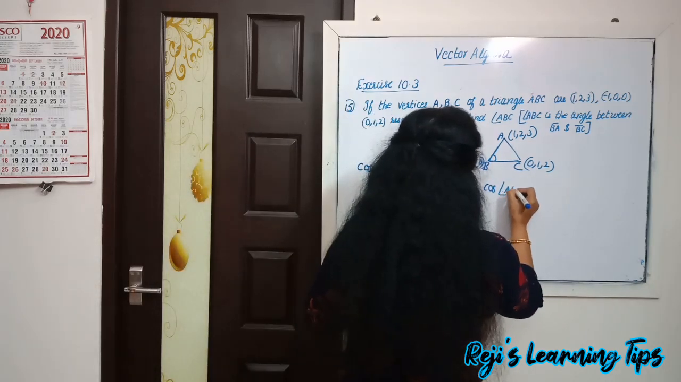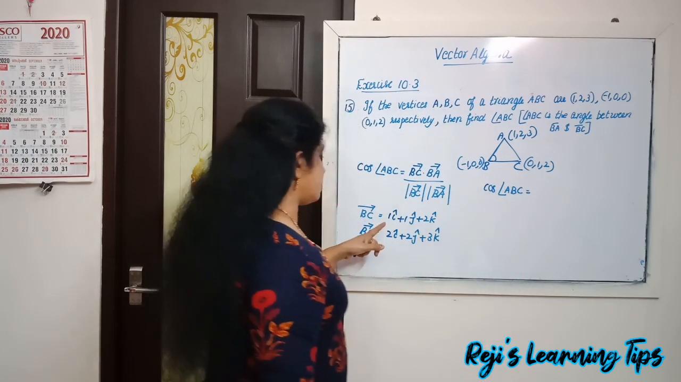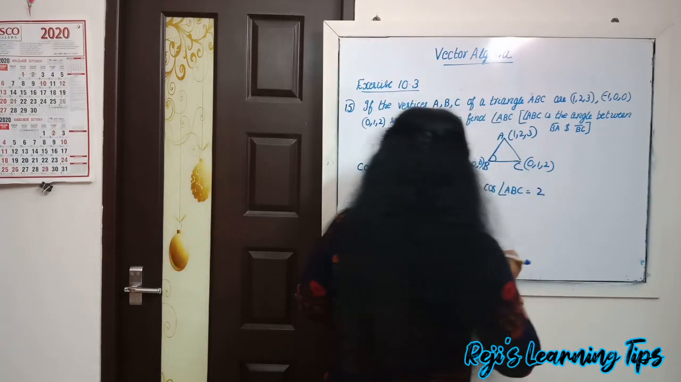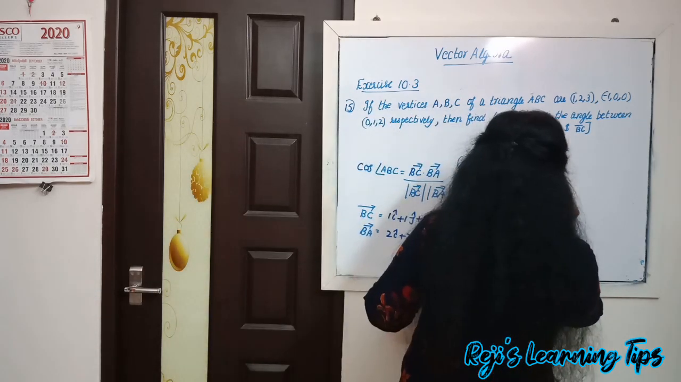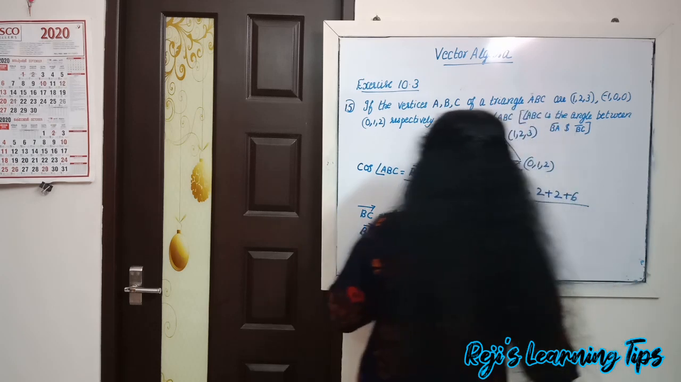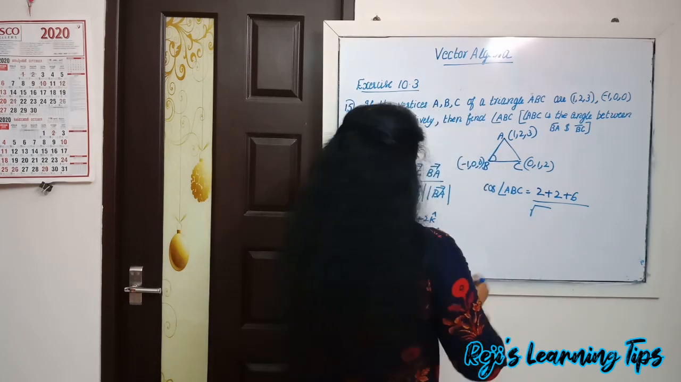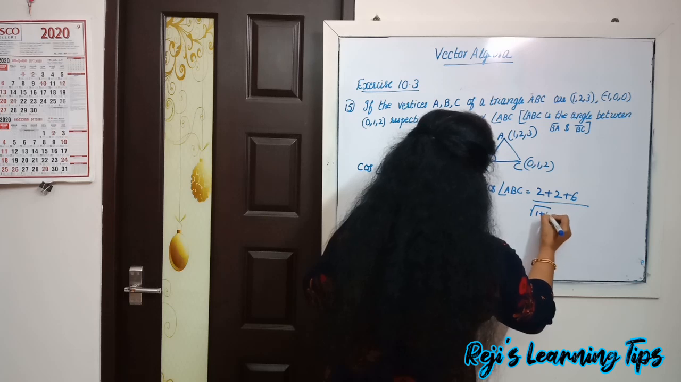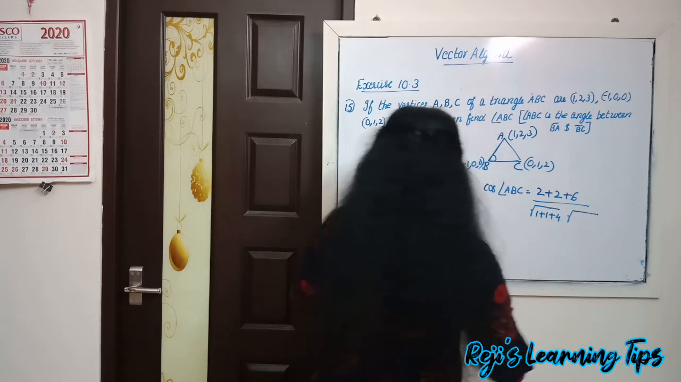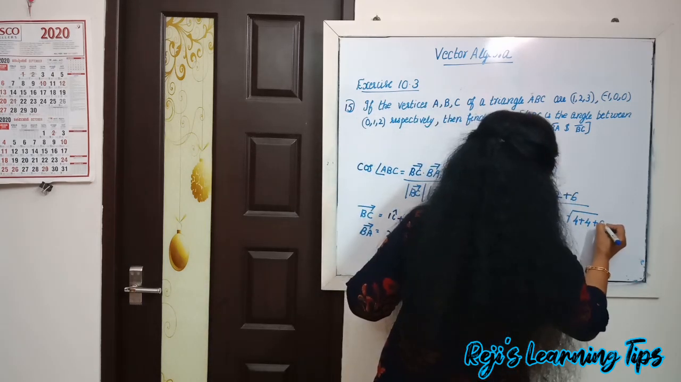Cos of angle ABC is equal to BC dot BA. BC dot BA means 1 into 2, that is 2. Then 1 into 2, that is 2. Then 2 into 3, that is 6. Divided by modulus of BC into modulus of BA. Modulus of BC is root of 1 square plus 1 square plus 2 square, into root of 2 square plus 2 square plus 3 square.